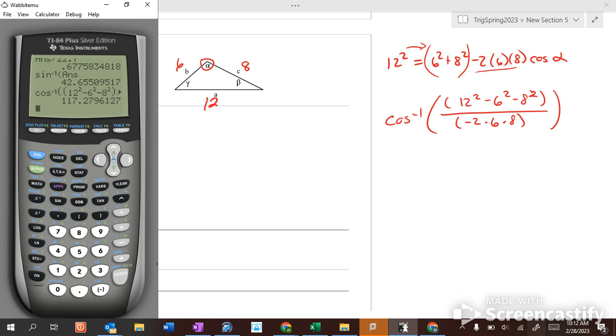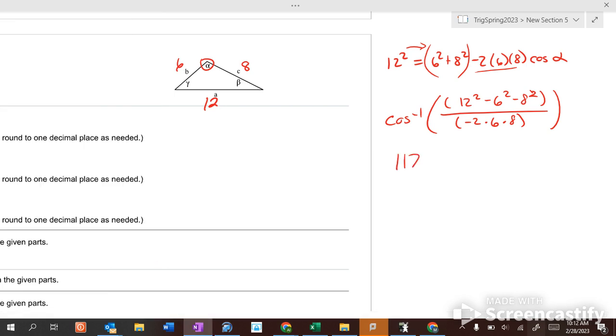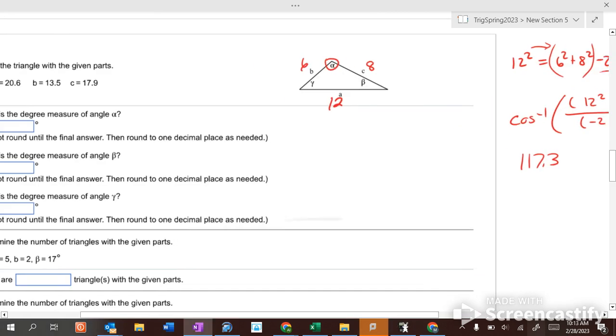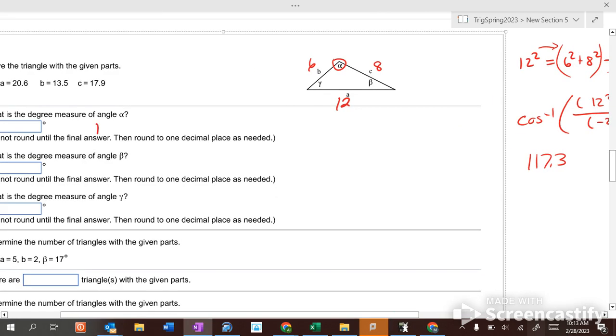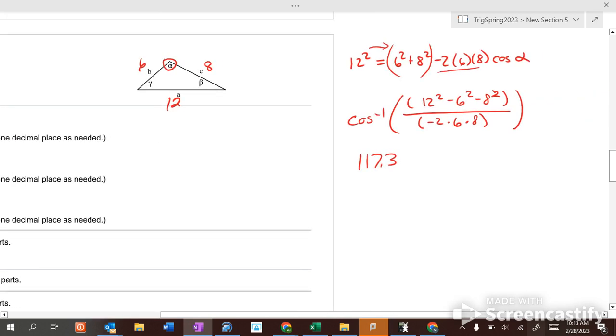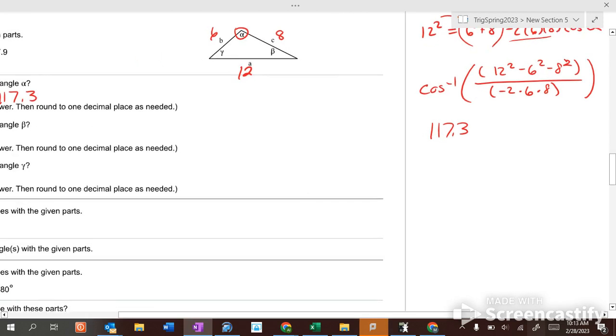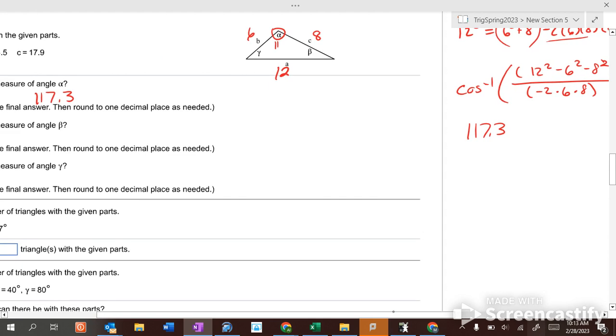117.3, I think it was. Yep, 117.3. So there's less algebra this way, but you got to remember yet another formula. So, okay, whichever way you want to do it. And then you use law of sines to figure out the other ones. Okay, so we're good there.